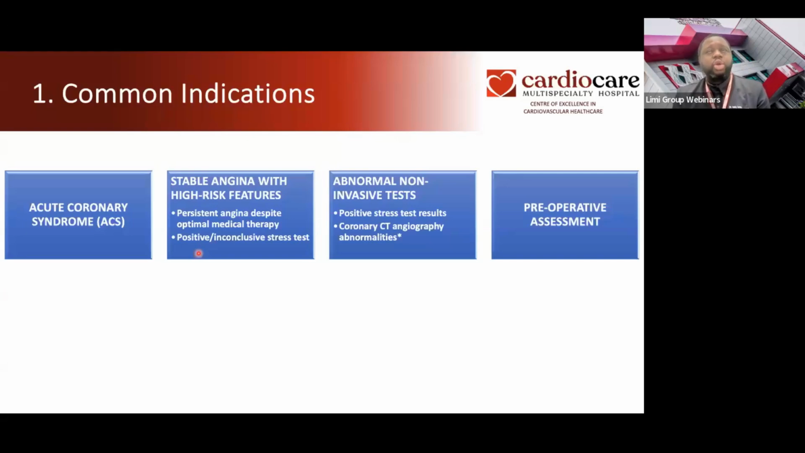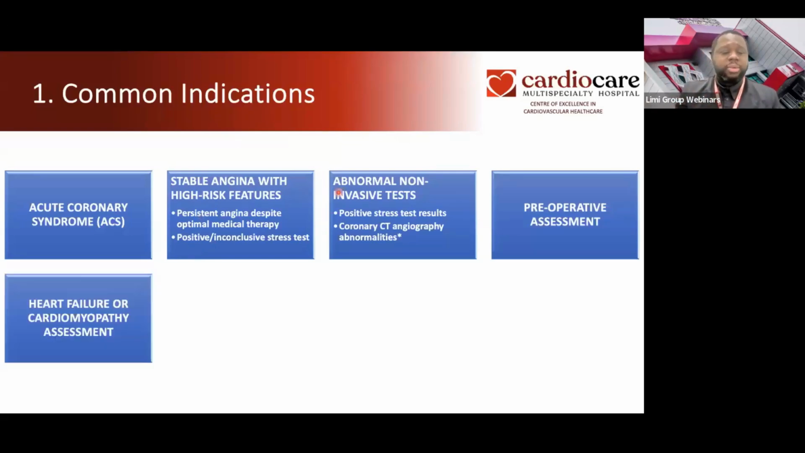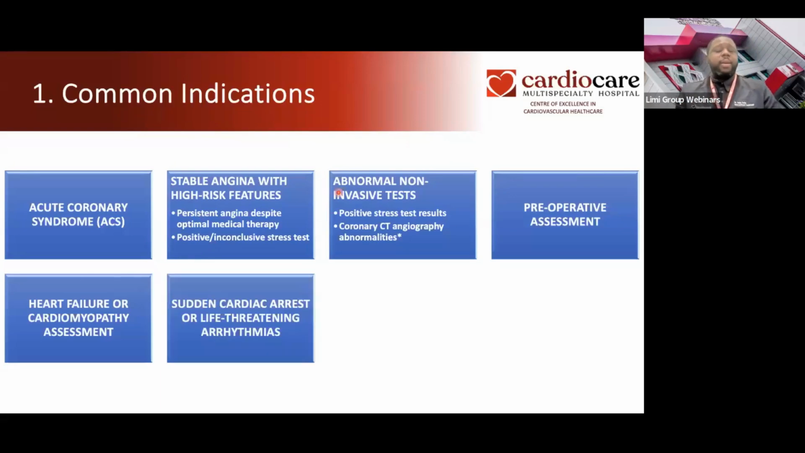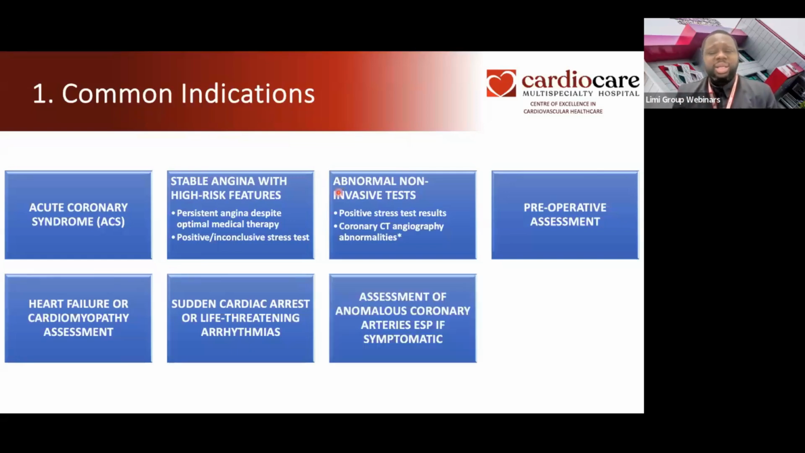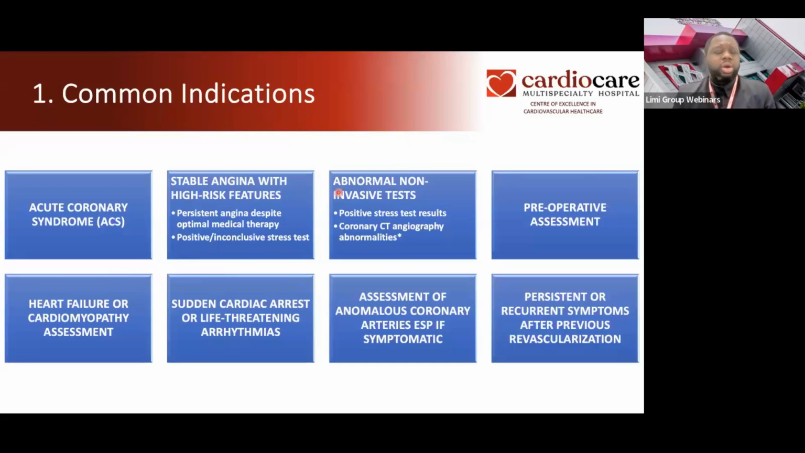And then some people going for preoperative assessment, especially those going for aortic surgery or other cardiac surgery. We don't want to go and do a cardiac surgery for something else only to find out that there was a coronary issue. So if we're going for cardiac surgery for any other reason, at the same sitting we just go ahead and do coronary angio, so that if there's something that needs to be done, we can fix all together at the same time. Then when we are assessing patients for heart failure or cardiomyopathy, patients presenting with sudden cardiac arrest or life-threatening arrhythmias, when we are assessing anomalous coronary arteries, especially when symptomatic, and then patients with persistent or recurrent symptoms.